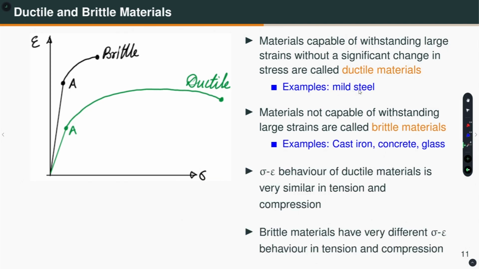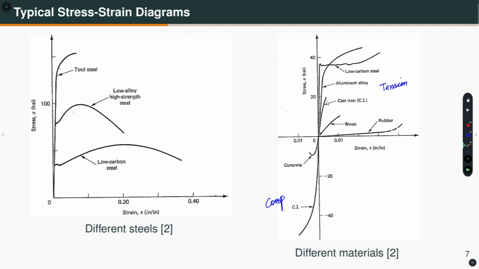Okay. So, note that the sigma epsilon behavior of a ductile material is very similar in tension and compression, whereas brittle materials show very different behavior in tension and compression. If you recall, a few slides back I showed you the cast iron stress strain behavior in tension and compression. Let me go back to that figure. So, here you see that this is the stress strain response of cast iron in tension and this is the stress strain response in compression.